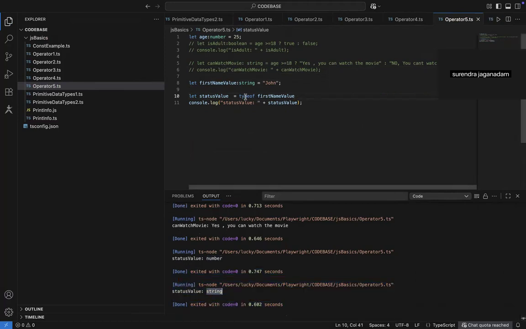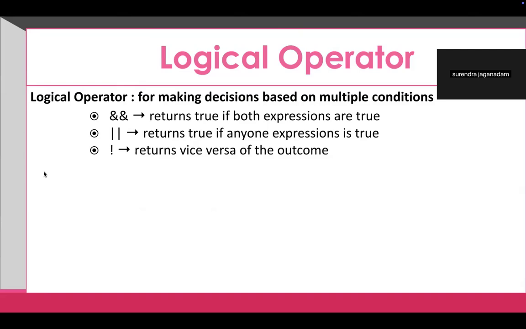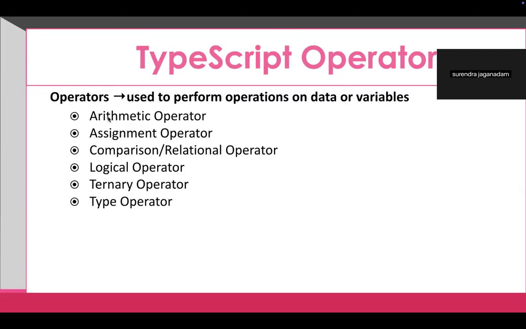So the ultimate objective of typeof is to check what exactly the data type of this particular variable is, and it is printed down. So these are the various data types that we have. These are the six different data types that we have studied so far.